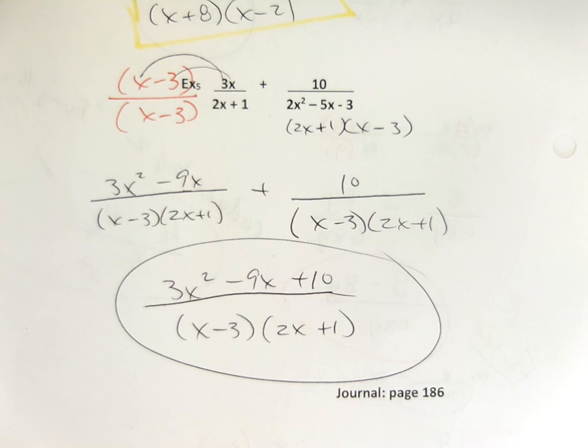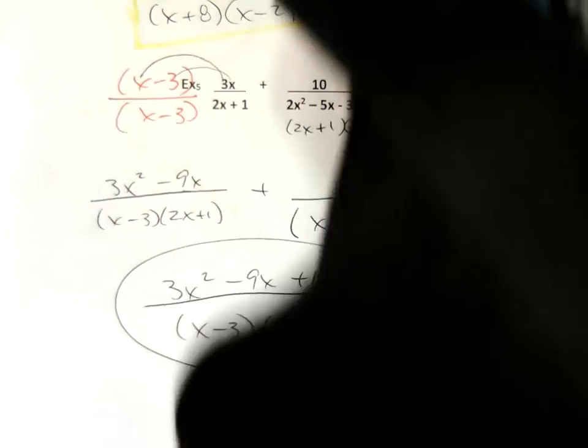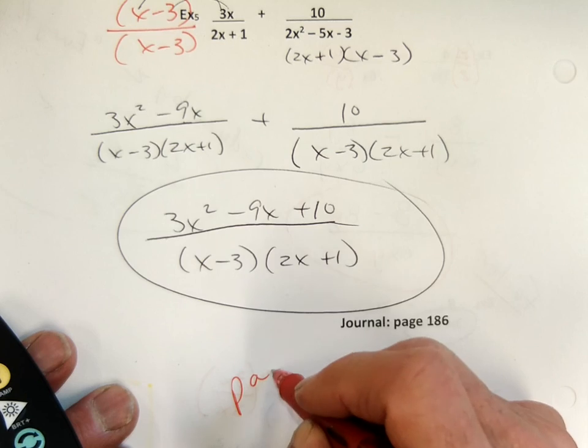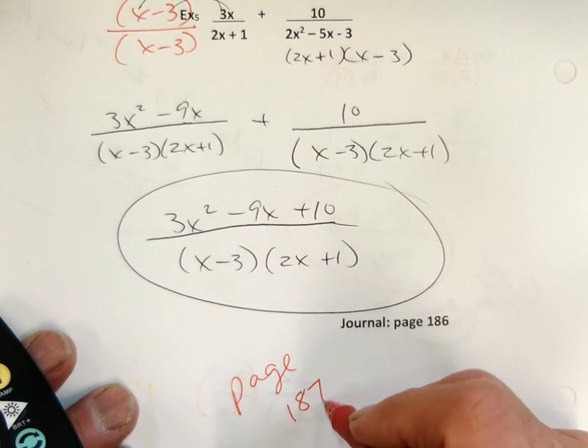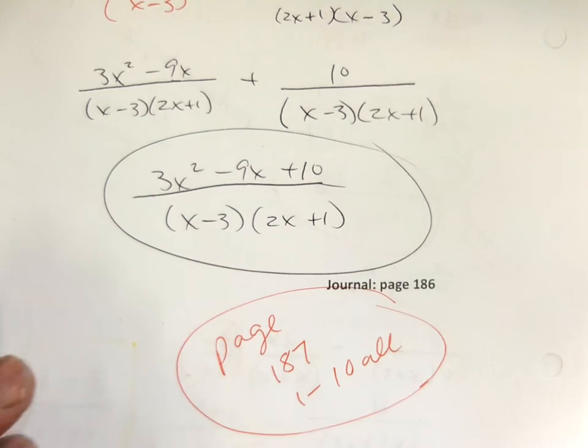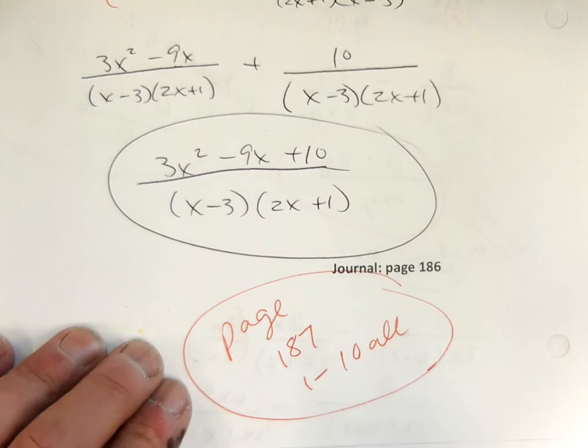Okay. So homework's in our journal. We're going to do page 187. We're going to do 1 through 10 all. And then we'll work on our tower.